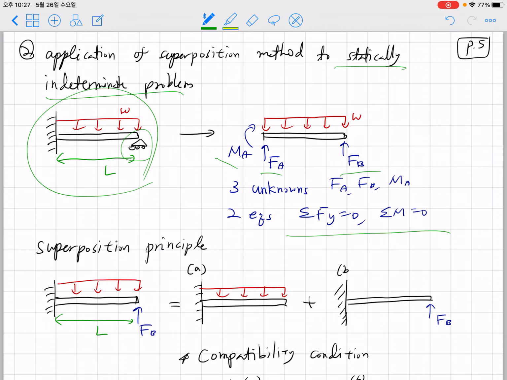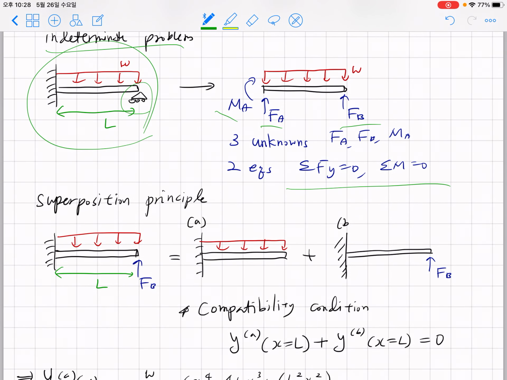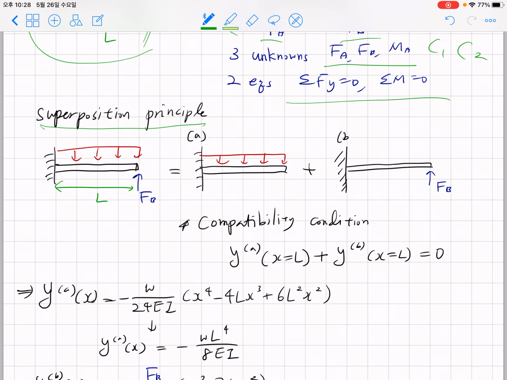Okay, so we have to use the information about deflection. Instead of solving the problem as I introduced in the previous lecture, where we use 5 unknowns, in addition to 3 unknowns here, we have 2 unknowns from the integration constants, and we have to find 3 more boundary condition equations. Here, let's try to adapt the superposition principle.